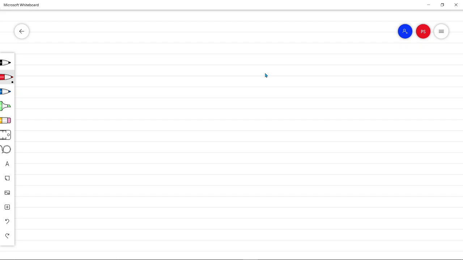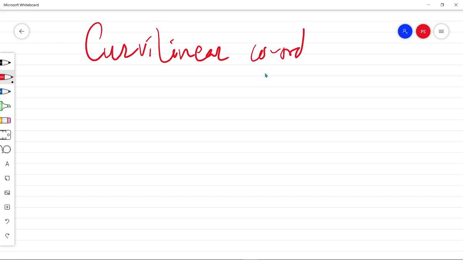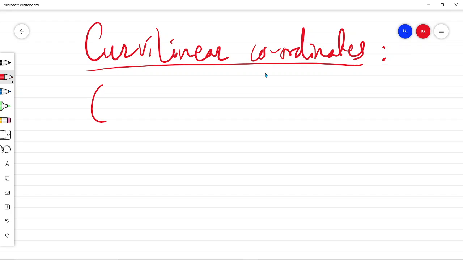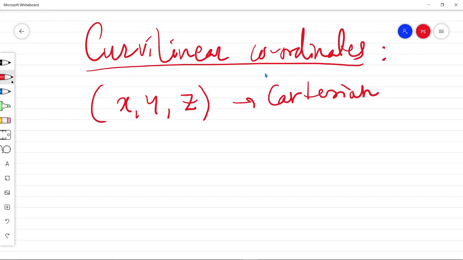Now we will try to understand the basics of two types of curvilinear coordinates. Now there are some problems in physics for which the traditional choice of Cartesian coordinates is not useful, and we have to go for other types of coordinates.